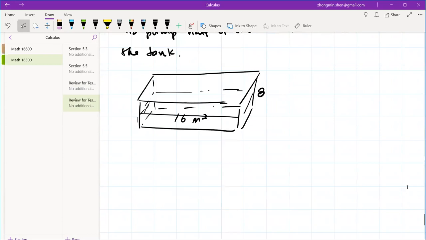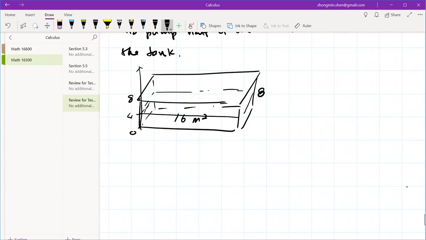So I have to choose a coordinate system. Right? Doesn't matter which way you do. You can choose. That would be my coordinates. Here's the origin. So this will be 4. That will be 8. Between 4 and 8, all the water should be pumped out, right?